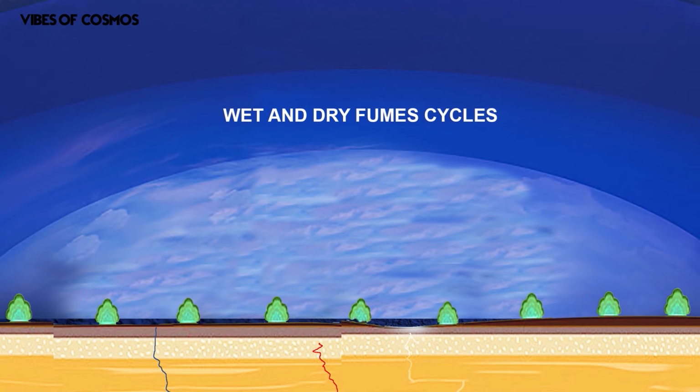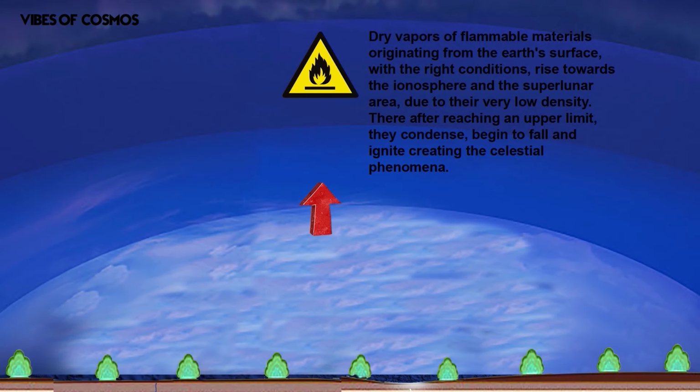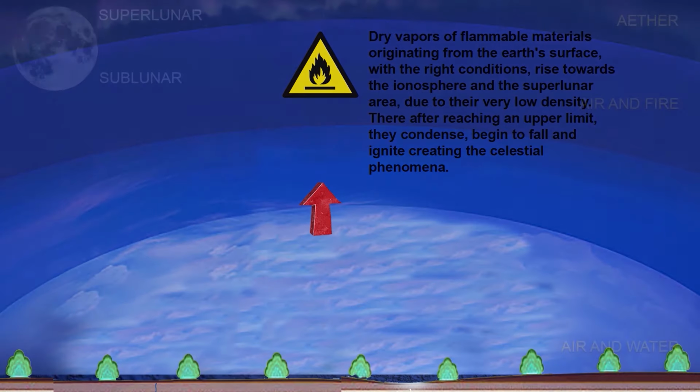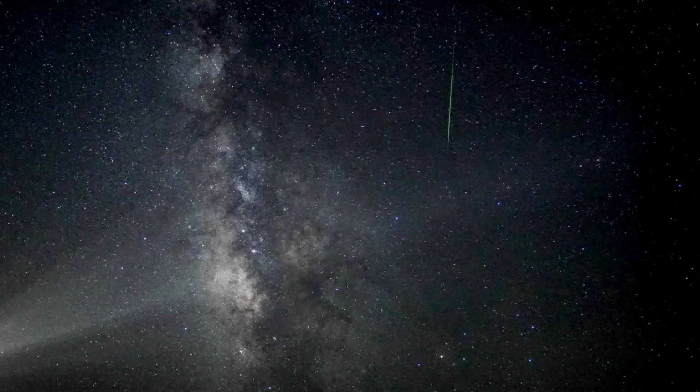Wet and dry fumes cycle. Dry vapors of flammable materials originating from the Earth's surface, with the right conditions, rise towards the ionosphere and the superlunar area due to their very low density. There, after reaching an upper limit, they condense, begin to fall and ignite, creating the celestial phenomenon.